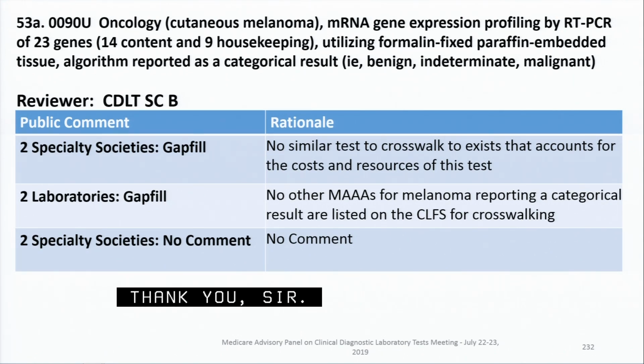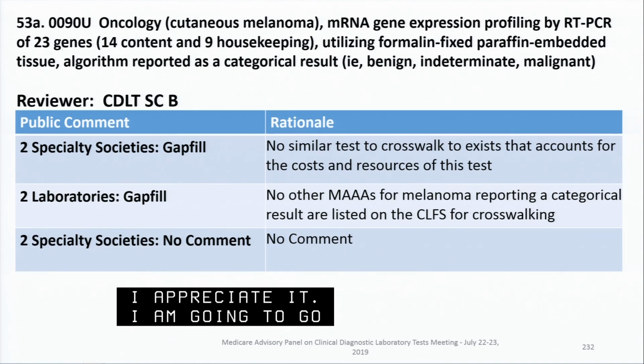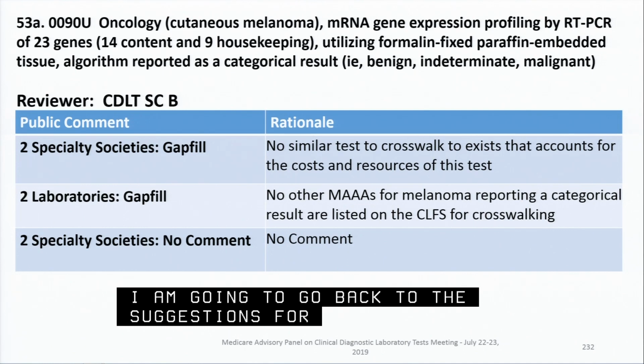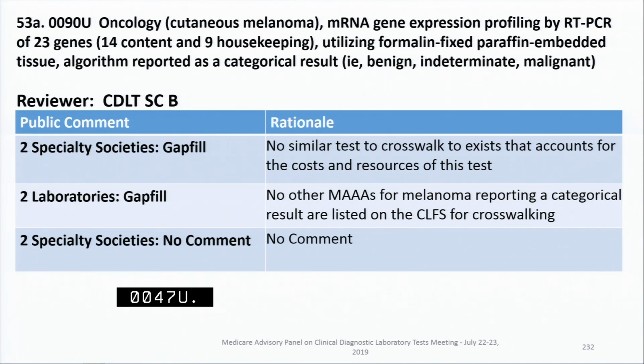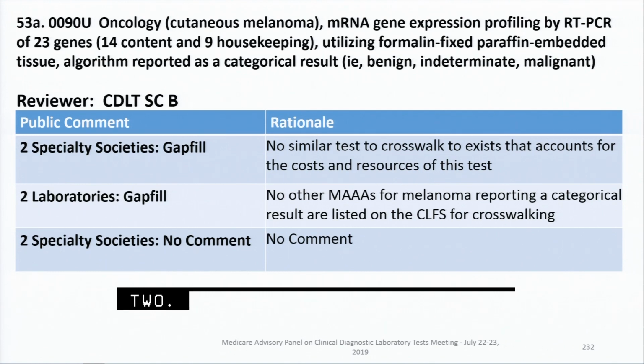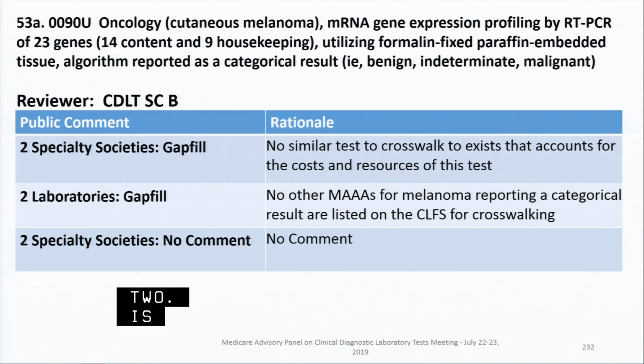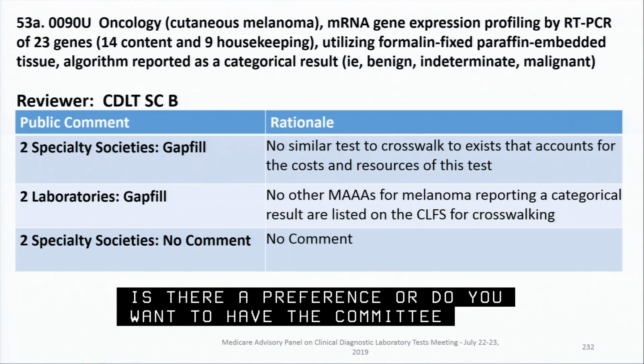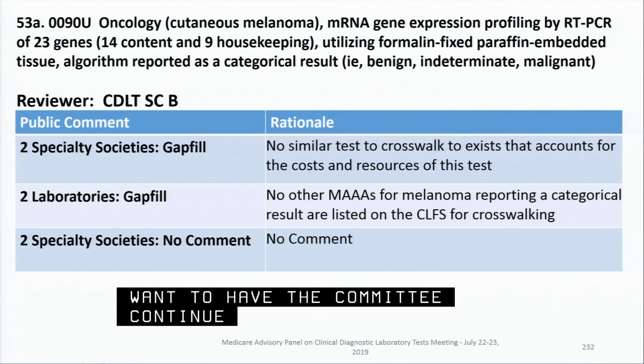So I'm going to go back to Dr. Schoonmaker's suggestions for 0045U and 0047U. I'm going to turn it back over to Dr. Schoonmaker, who made the suggestion for 2. Dr. Lyon, I'm sorry. Is there a preference, or do you want to have the committee continue discussing and/or decreasing or adding to your suggestions?